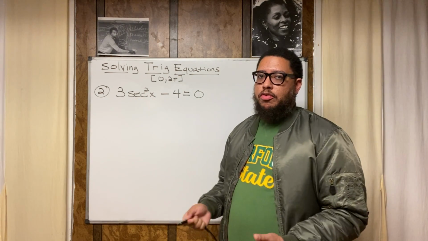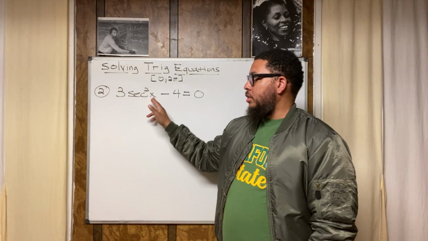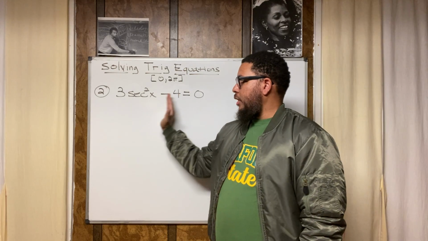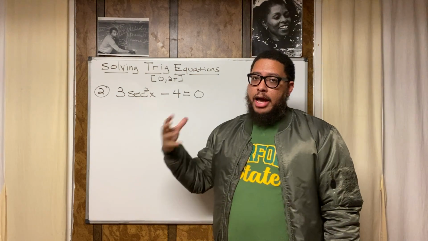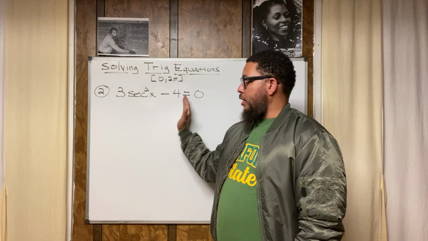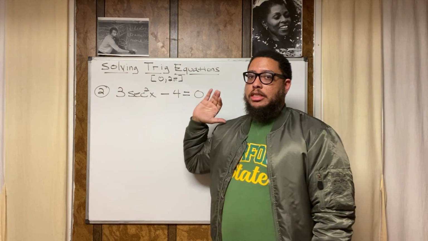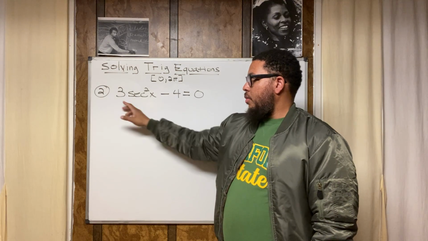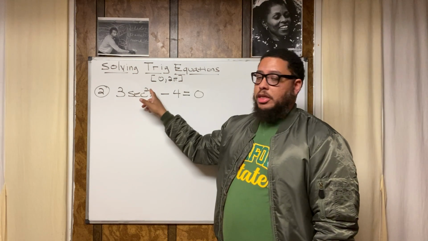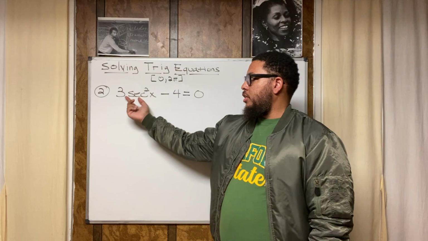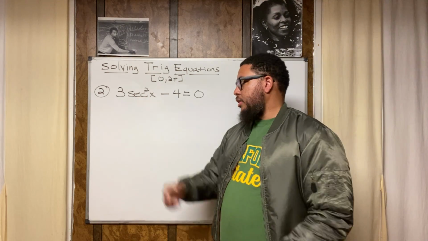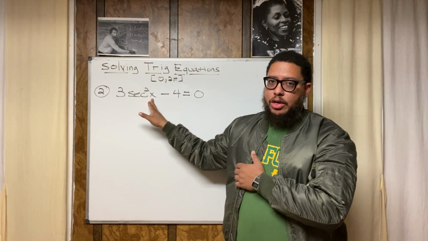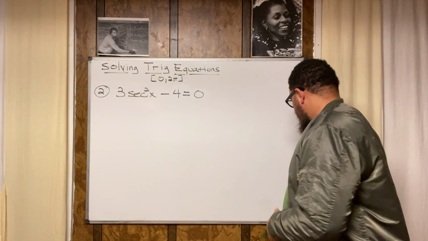So since we're trying to solve this equation, that means we're trying to solve for x, meaning we're trying to isolate x by itself on the left side of this equal sign. Right now, it's a bunch of other stuff on the left side of the equation with the x. All of that stuff we're going to get rid of mathematically. So that means we're going to get rid of this negative 4, this 3, this exponent 2, and this secant function. And we're going to have x isolated by itself. Okay? So let's get started.